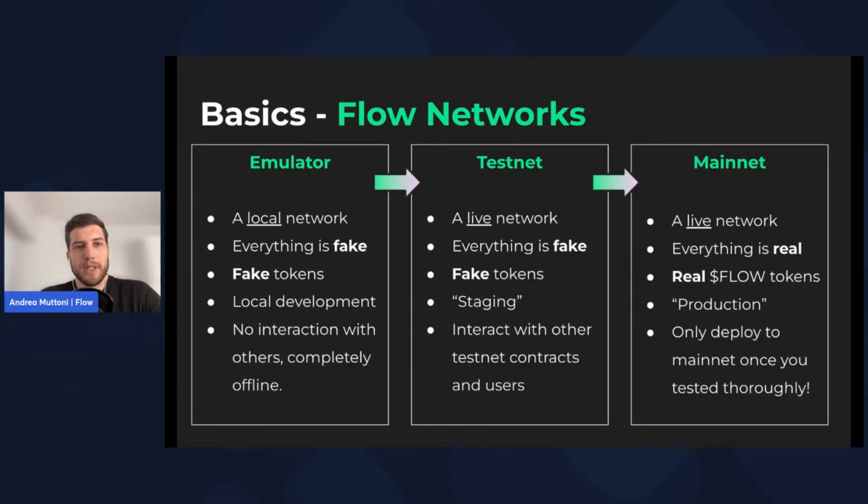So going back to a little bit of the basics, Flow networks are very much like you're used to. We have an emulator that you can run locally, and that is running solely on your computer. We have a testnet that is live and is an exact copy of mainnet. And this is where you would deploy your contracts and go through the full flow. You would use your real wallet, real Flow wallets, not the dev wallet on the emulator. And then when you're ready, you would deploy to mainnet.